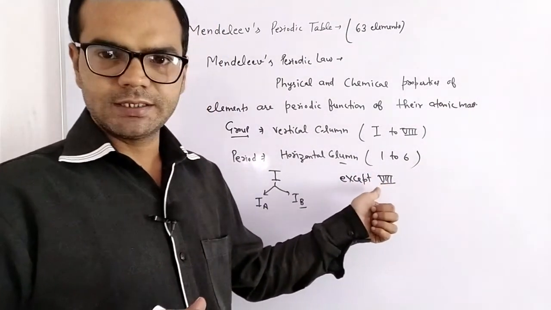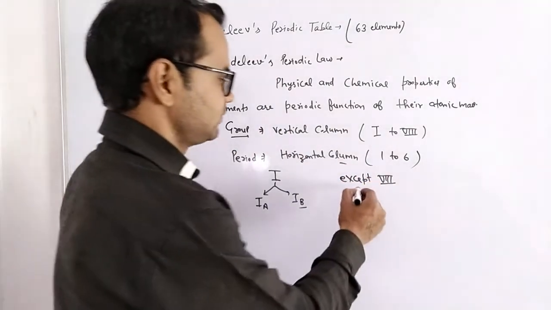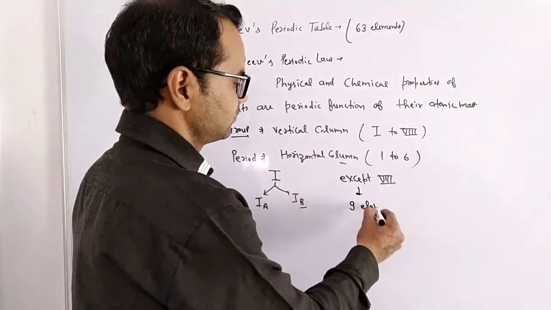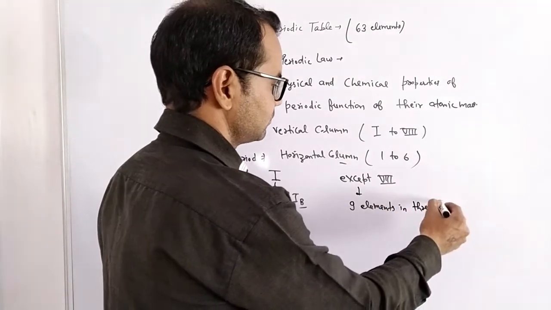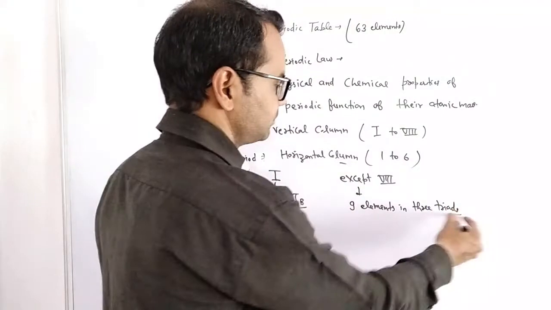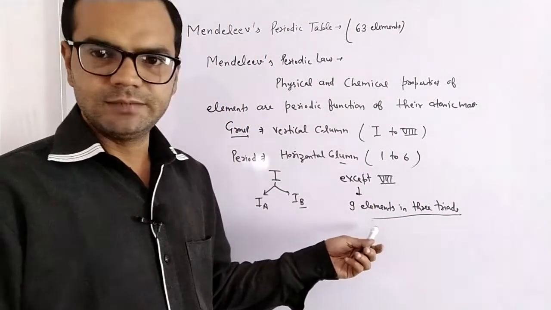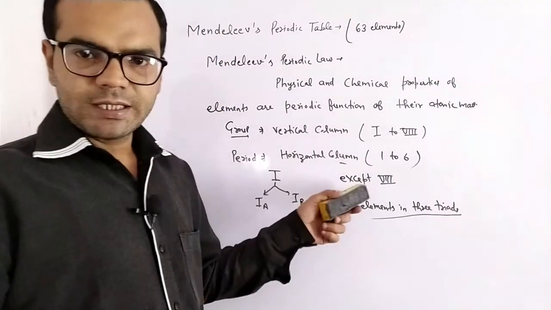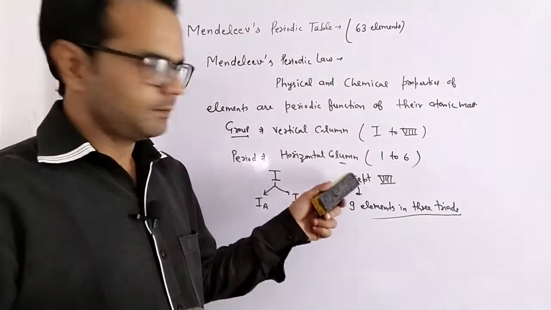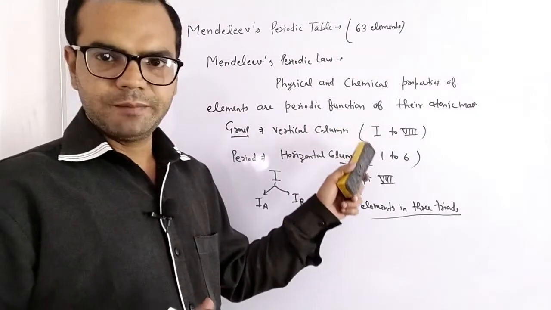Actually, the eighth group contains 9 elements in 3 triads. Group number 8 was containing 9 elements in 3 triads. And he placed the noble gases and labeled it as the zero group without disturbing the main periodic table.